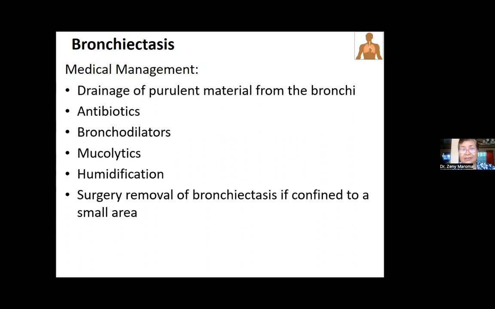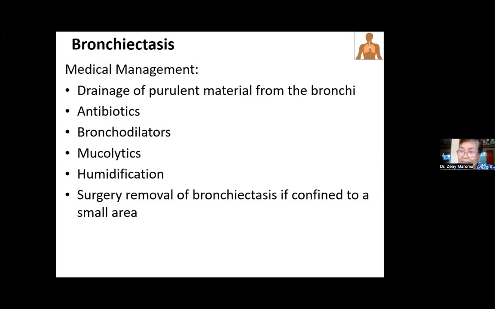Ito rin. Sabi ko yung introduction ko kanina, di ba? Drainage of purulent material, chest physiotherapy, chest percussion, vibration. Ako, makikinabang talaga ang pasyente sa postural drainage. Antibiotic, bronchodilators, mucolytics, humidification, and surgery or removal of bronchiectatic lung.